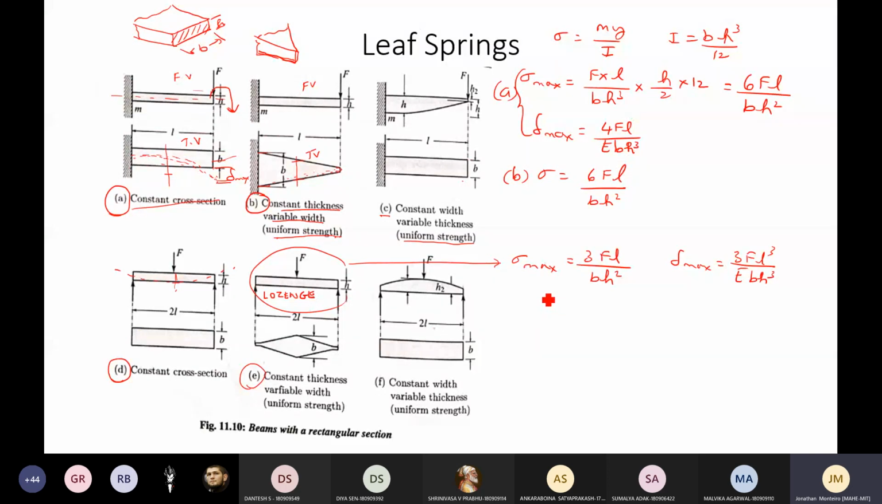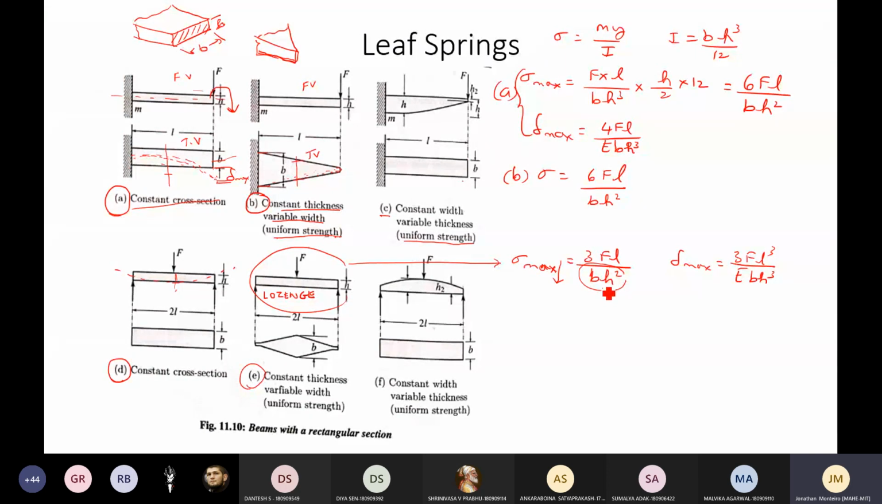Now, in order to keep this under control, say you want to bring sigma max under control, then what should be there? In order to reduce sigma max, the denominator, that is especially B and H square, should be as high as possible. We totally agree with that.